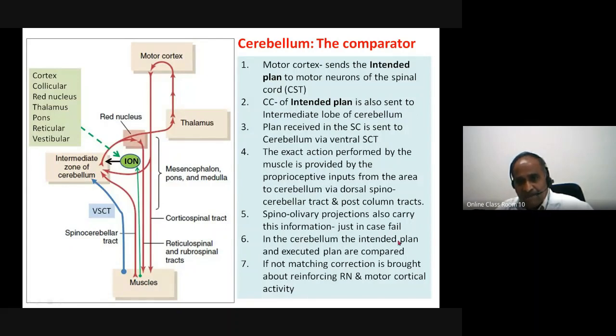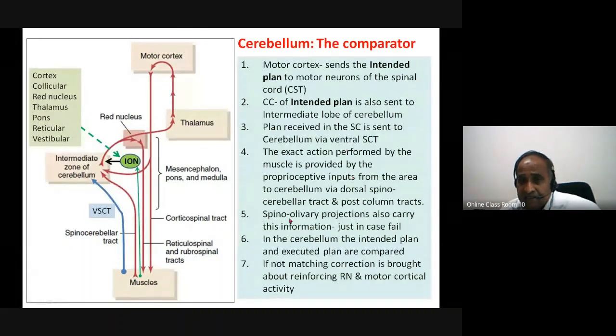In the cerebellum, this will provide the executed plan, and this one is giving the intended plan and a carbon copy of the intended plan. All these three inputs are processed and compared in the cerebellum. If they are falling short, if they are not matching, then there will be a correction, and the correction is brought about by the inferior olivary nucleus through the olivary tract.